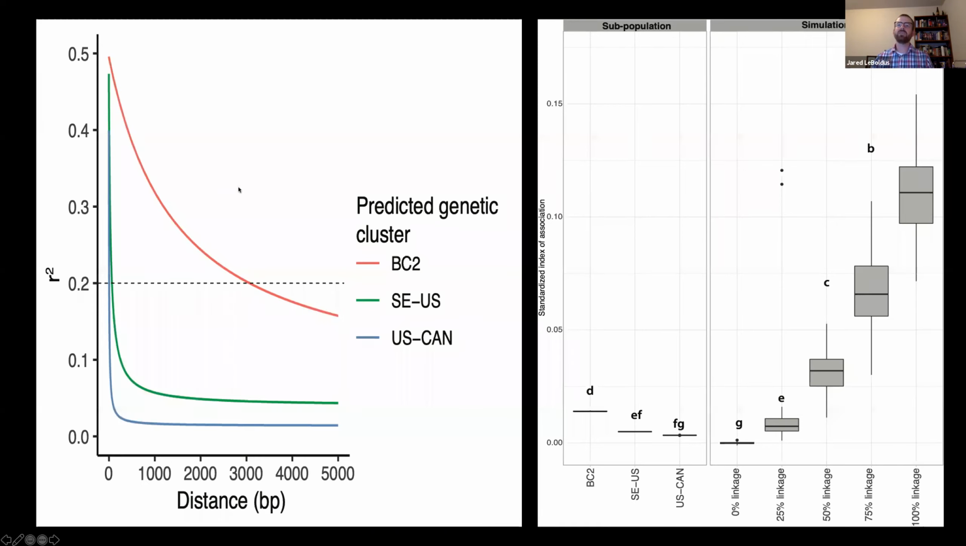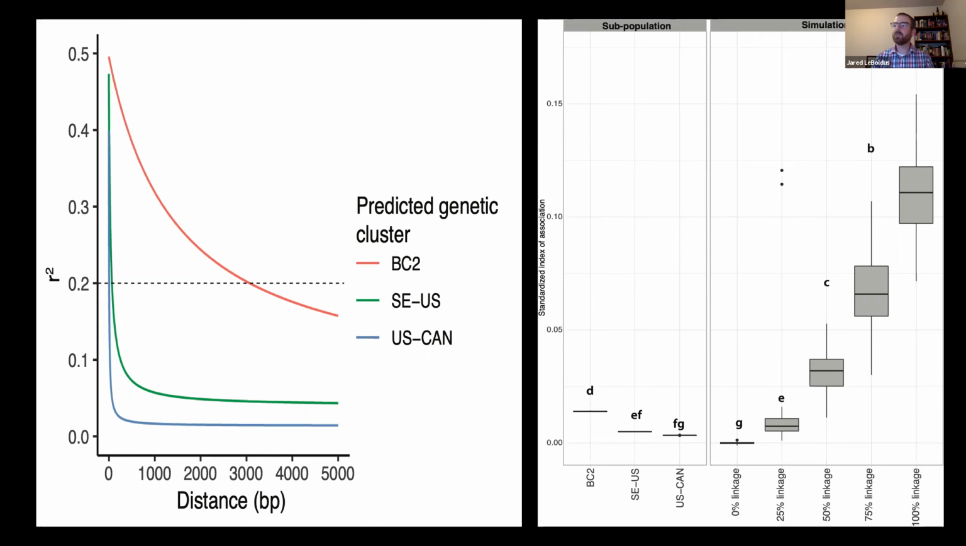And then you have this BC2, where you have a slower rate of decay of linkage disequilibrium. Now, there's one important caveat I have to throw in here: when we compare these three lines to each other, the sample sizes for the blue and green lines are a lot larger than for the BC2 line, just because we had more individuals from those populations. So that could also be a reason why you have these differences in the decay of LD.